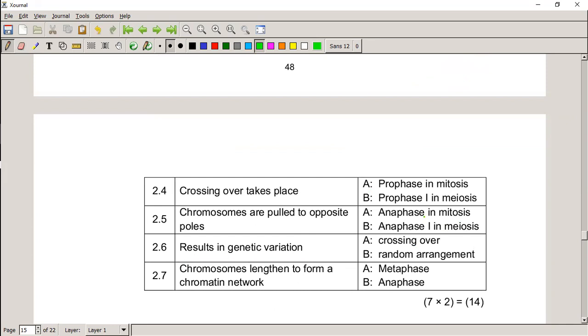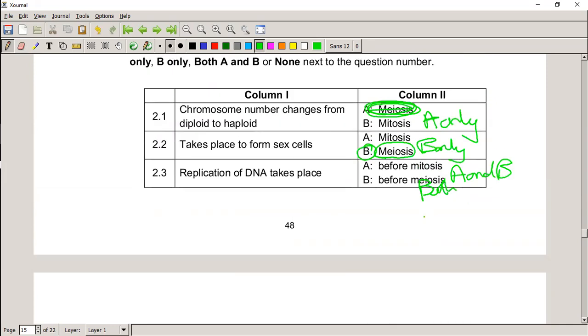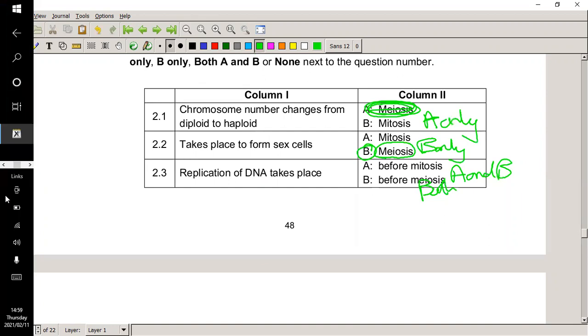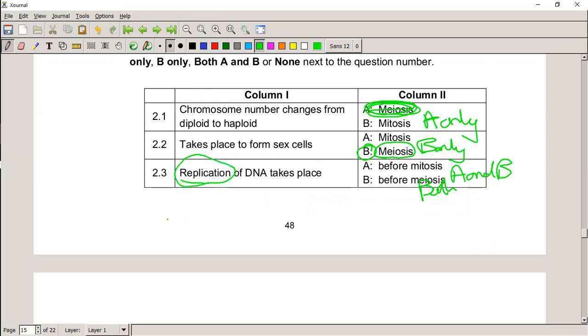I don't understand why. You don't understand why replication happens before both? No, I don't understand why it's so. Can you please explain? Okay, just say again, which one do I need to explain? Can you please explain 2.3? Okay, 2.3. So when is replication taking place?